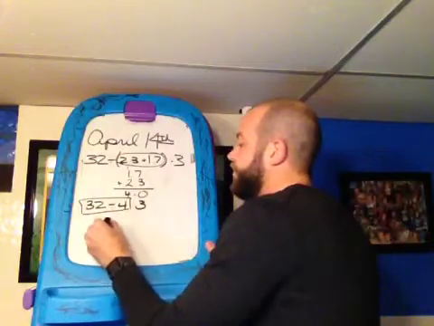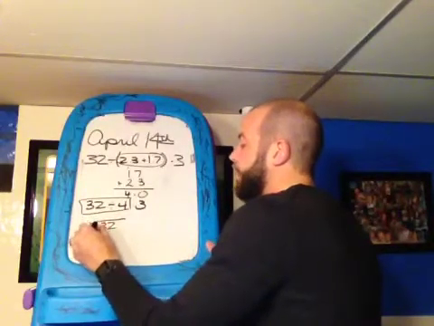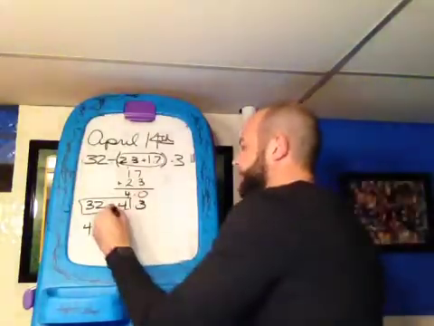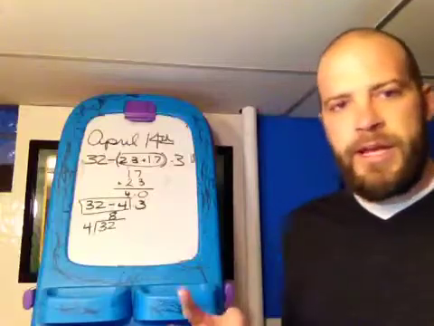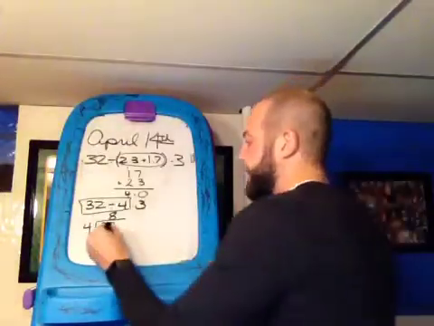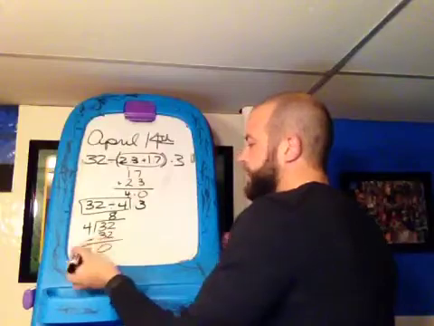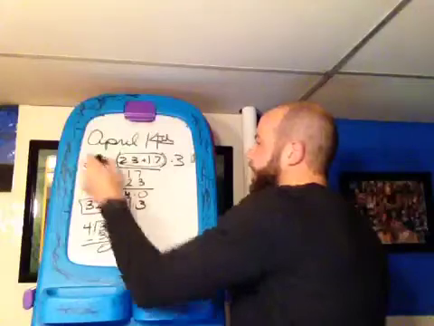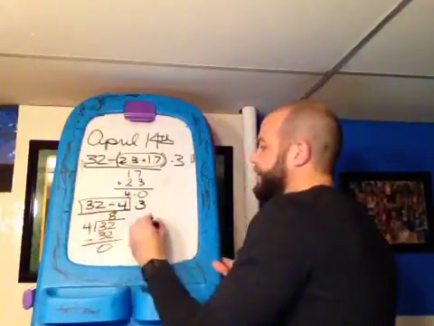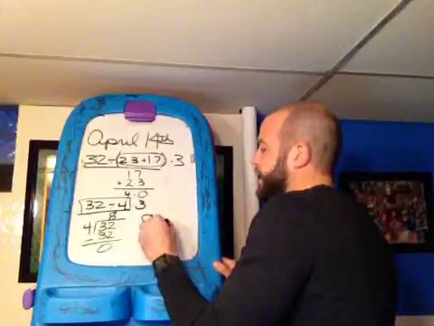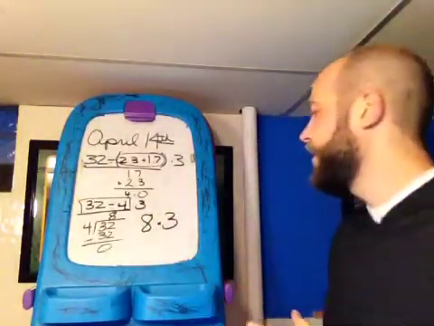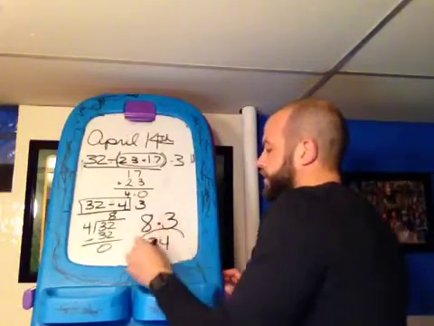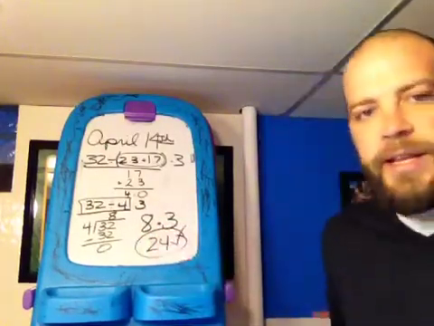So 32 divided by 4. How many 4's go into 32? 8. Counting by 4's, you hit 32 exactly. So after you take away 8 groups, there's nothing left. So now you want to rewrite it again. Now this whole thing right here is now an 8. So we have 8 times 3, which is 24. So that final answer is 24.